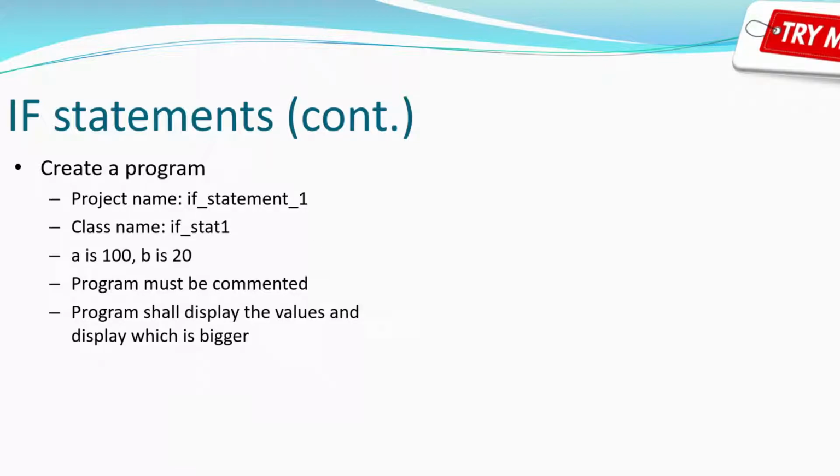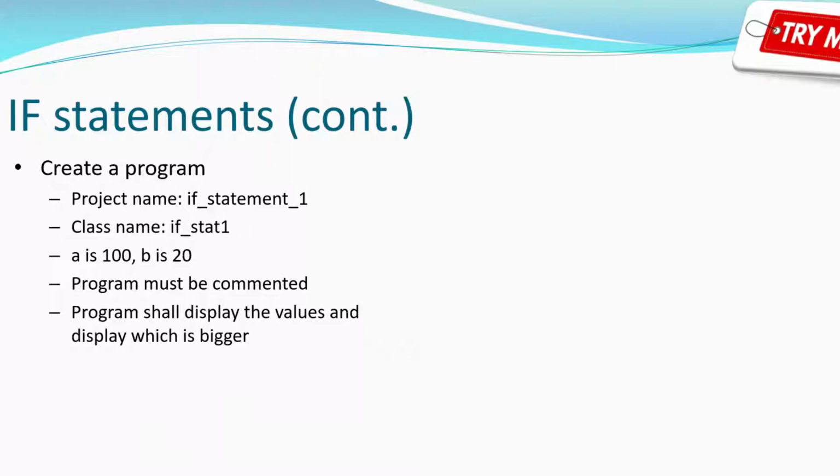So why don't we write a little program to get used to using if statements? Go off, create the project if underscore statement underscore 1. Use class name of if underscore stat1. Use a equals 100 and b equals 20. Remember to always put comments in your code, in your programs, and then display the values, and then display which is bigger. Don't mind me, I'll just wait here while you do it. In other words, hit that pause button and go off and do it.